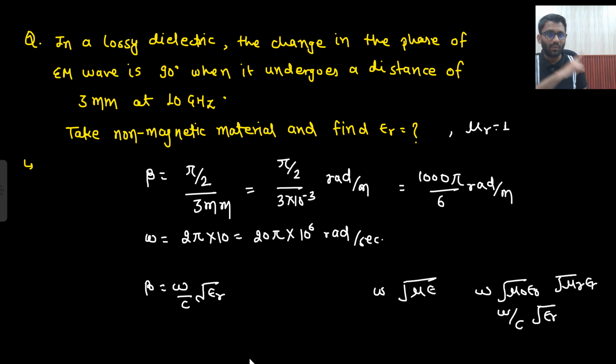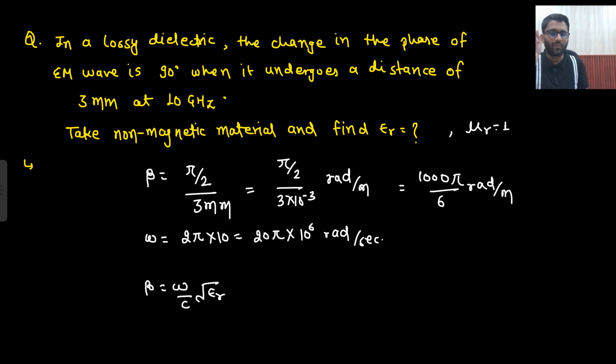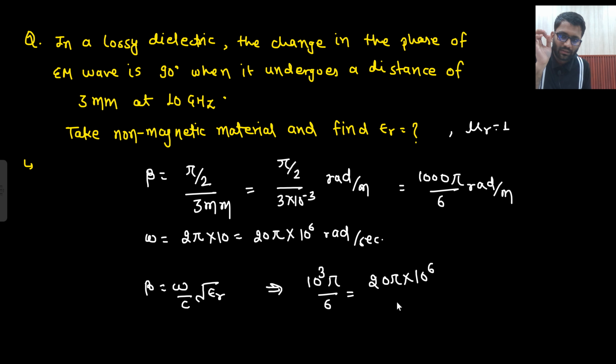So this we have already seen in all the summary points. In the last lecture, in all the summary points, I wrote down all the formulas which will be used for solving the problems, right? So omega value you know, c value you already know, beta value you know, you need the value of epsilon r. So from here I can get the value of epsilon r. So beta is 10 to the power 3 into pi by 6. Omega is 20 pi into 10 to the power 9 divided by c, 3 into 10 to the power 8, and under root epsilon r is there.